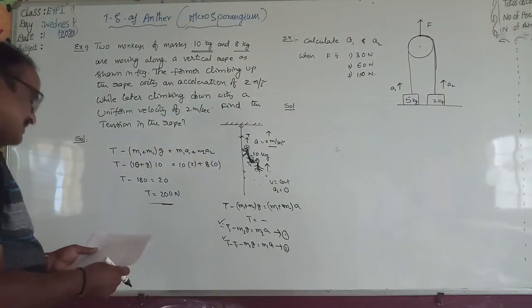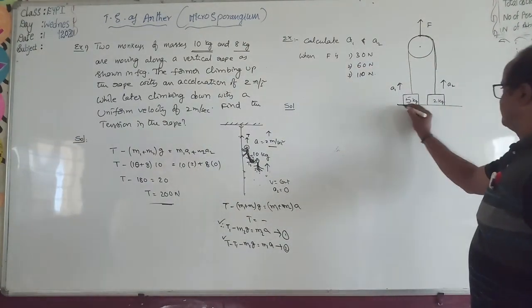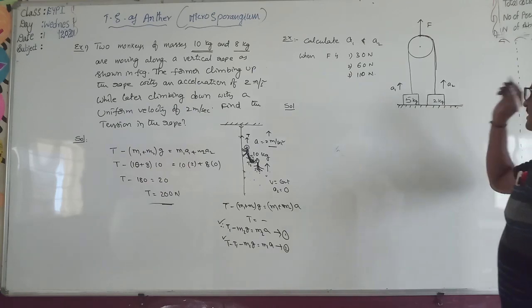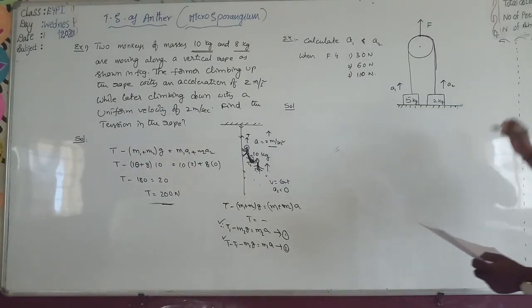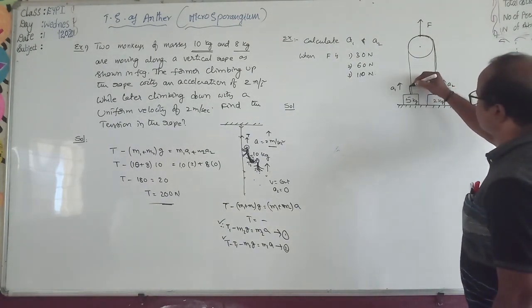Here, two blocks of masses 5 kg and 2 kg are initially at rest on the ground or on a horizontal surface. Next, these two are connected by a light string.